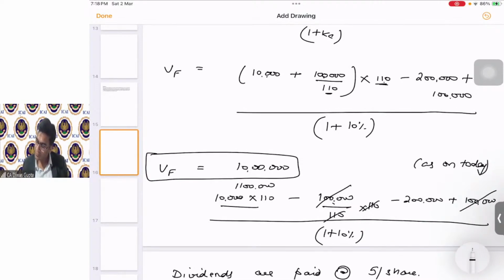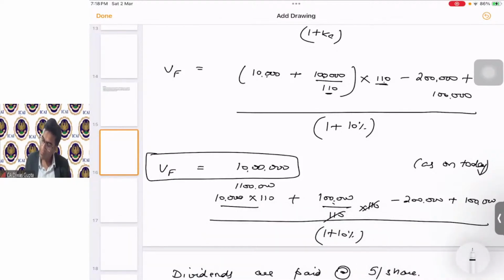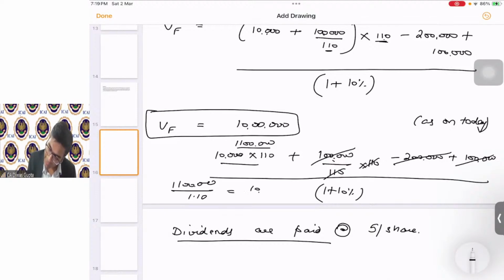Wait, something wrong I have done. 10,000 into 110 plus 1 lakh minus 2 lakh plus 1 lakh. Sorry, this is plus 1 lakh actually. So this plus 1 lakh, this plus 1 lakh will get cancelled with this 2 lakh, right? So ultimately we are left with 11 lakh in the numerator. Now 11 lakh divided by 1.10 is actually 10 lakhs. Okay, Nikita?